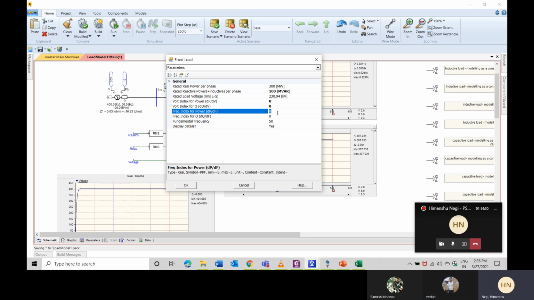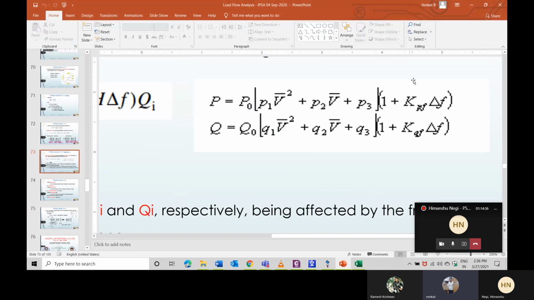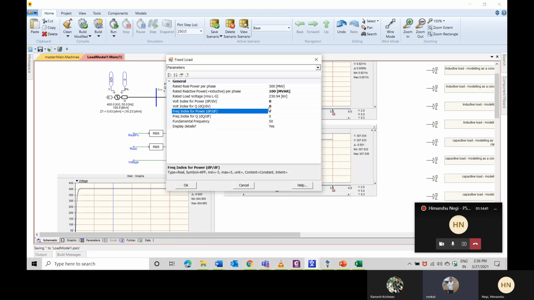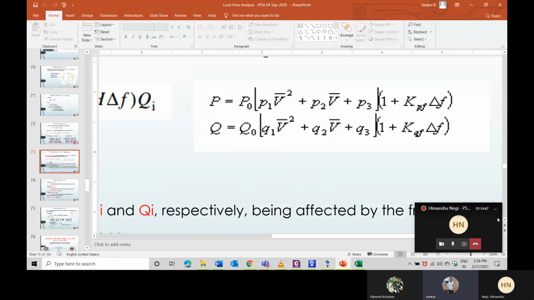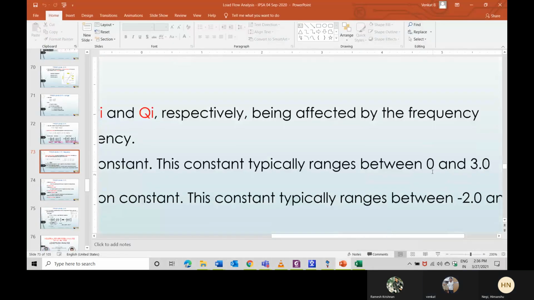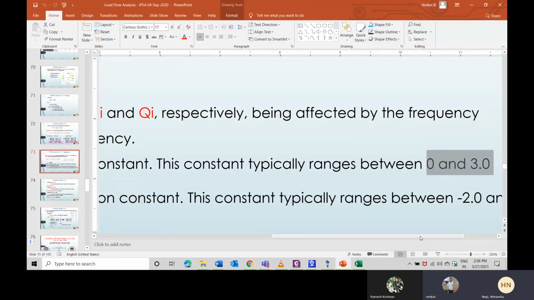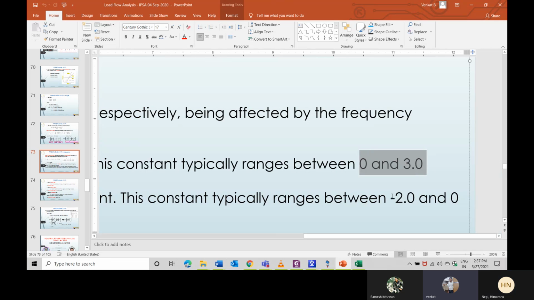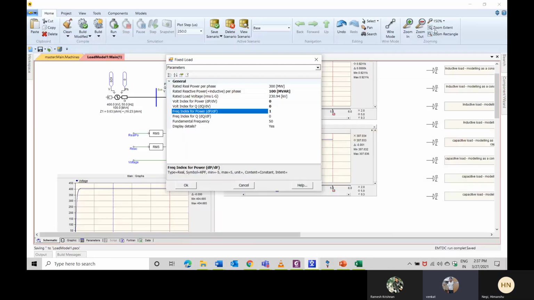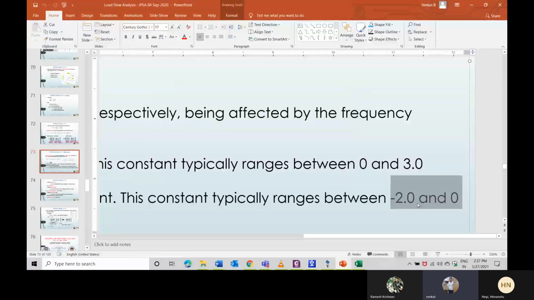Frequency index is basically the change in the frequency because of load. We have said the terms KPF and KQF here, right? This is called the frequency index. As I said, KPF will move from 0 to 3, and KQF will move from -2 to 0.